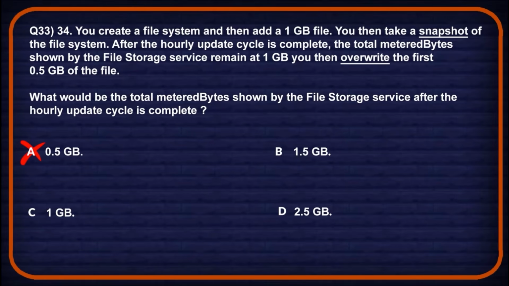Let's keep it. Moving on to option number C, 1 GB. Metered bytes remain at 1 GB only if no changes are made, but overwriting triggers additional storage usage. So option C not a correct choice again. Moving on to option number D, 2.5 GB. 2.5 GB is an overestimate since only 0.5 GB of overwritten data adds to the original 1 GB due to snapshot copy on write. So option D not a correct choice again. So option B will be the correct one.